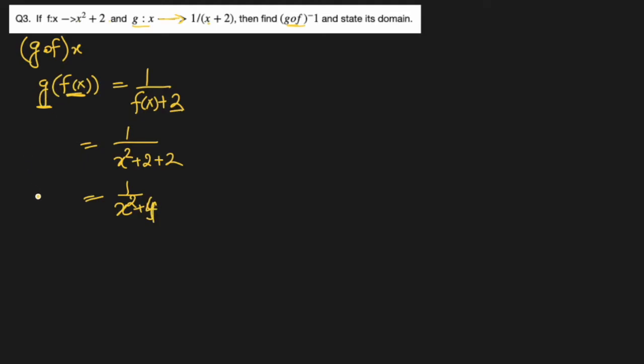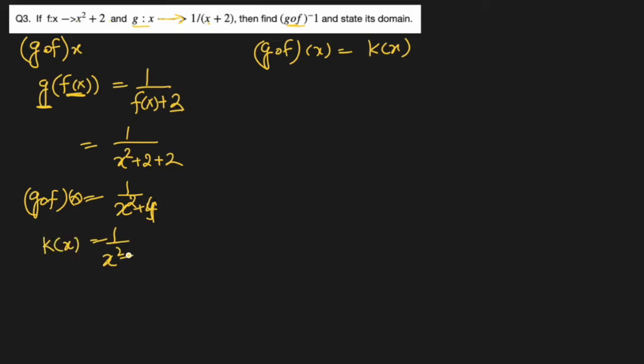That is g of f(x). Okay. Now, but we want the inverse of this. It will make this one a little complicated. Let's assume that g of f of x is equal to k(x), another function. So it becomes easier. k(x) equal to 1 over x squared plus 4. We have to find the inverse of this. Whenever we have to find an inverse, first convert k(x) to y.